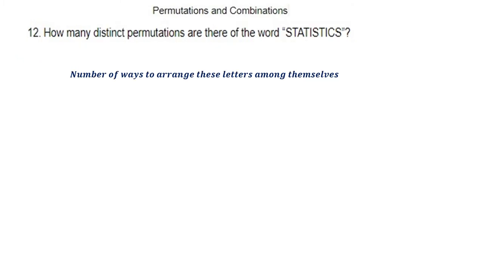So the word "statistics" naman. Yan, di ba? 10 factorial, because 1, 2, 3, 4, 5, 6, 7, 8, 9, 10. So, yung S natin, 1, 2, 3. Yung T natin, 1, 2, 3. Yung I natin, 1, 2. At isang A, isang C. So, ganyan yan. So, we have 50,400 ways na pwede natin gawin. Nakukuha niyo po ba? I hope naiintindihan natin, ha.